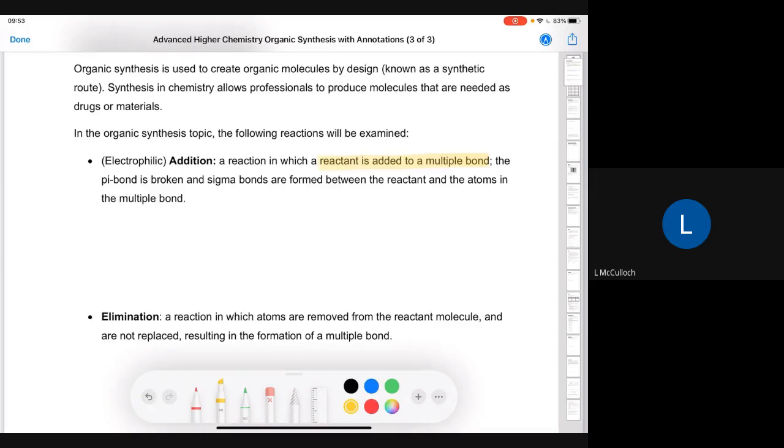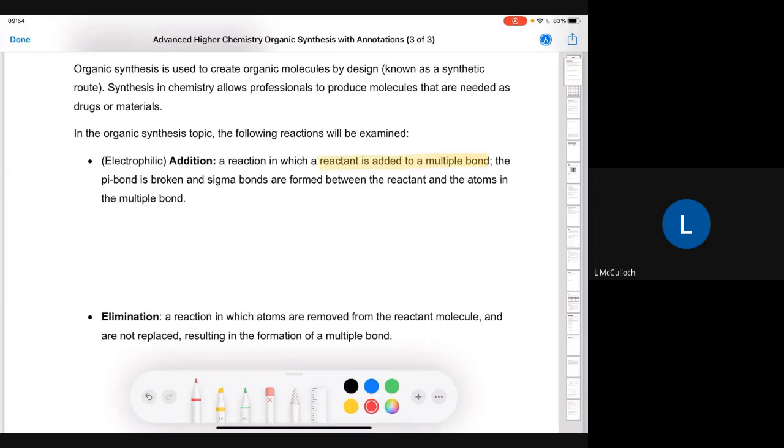Double bonds and triple bonds are made from one sigma bond, and then a double bond also has one pi bond, and a triple bond has two pi bonds. So in an addition reaction, the pi bond is broken and sigma bonds are formed between the reactant and the atoms in the multiple bond. For each of these reactions, I'm going to draw a little diagram of an example just so that you can see what's going on. I'm going to try and make the examples fairly straightforward and fairly small.